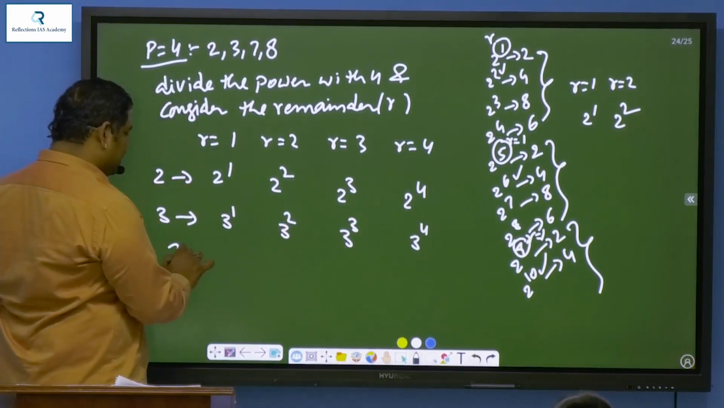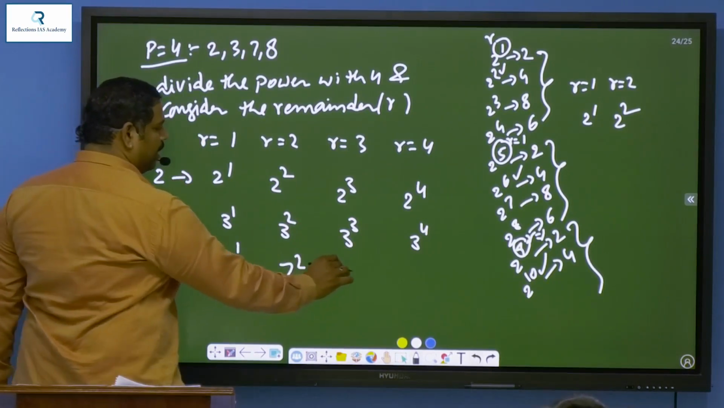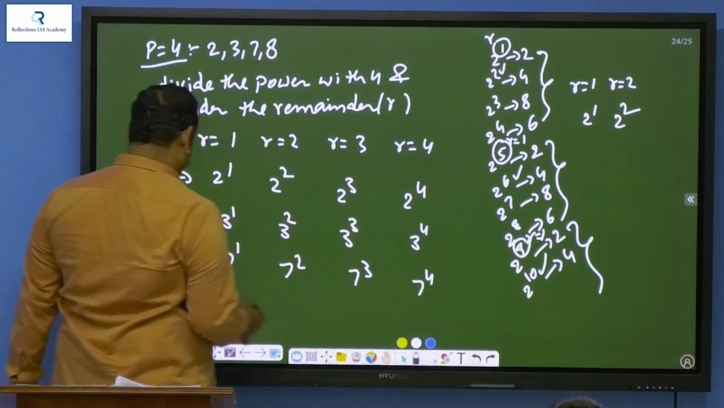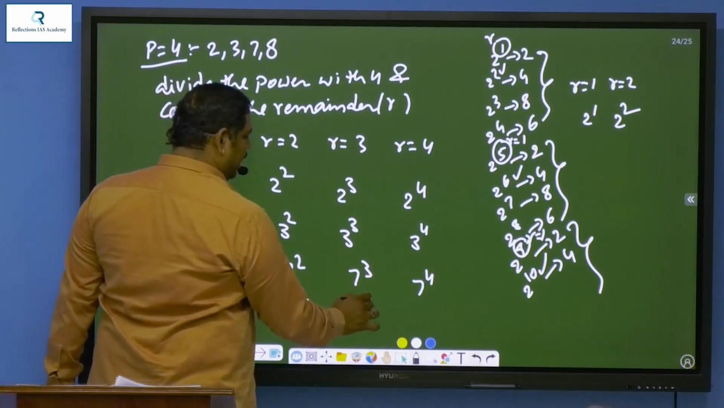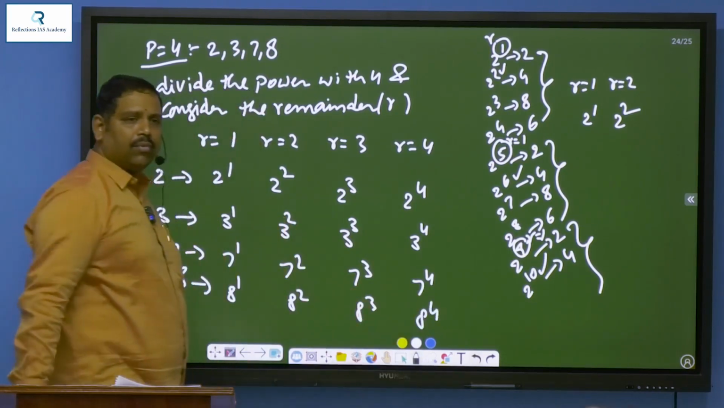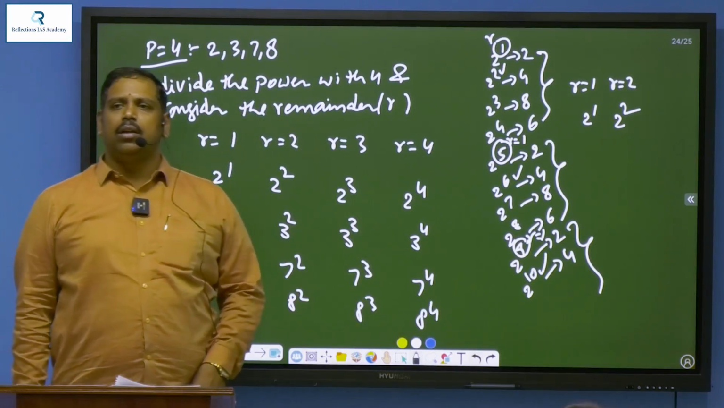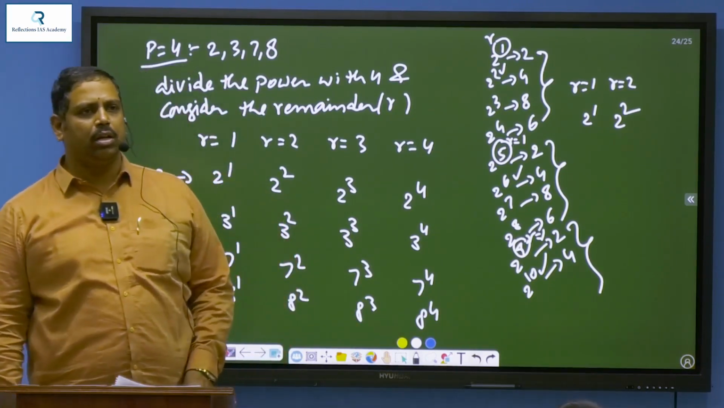Okay, for 7 also the same. 7 power 1, 7 square, 7 cube, 7 power 4. For 8 also the same. 8 power 1, 8 square, 8 cube and 8 power 4. Am I clear? Any doubt so far?